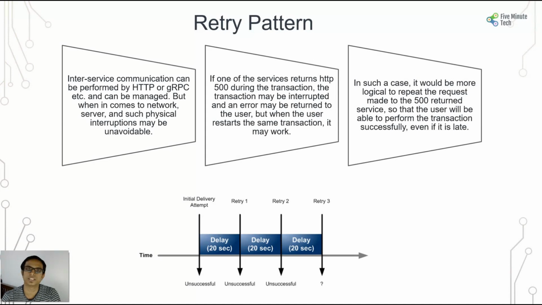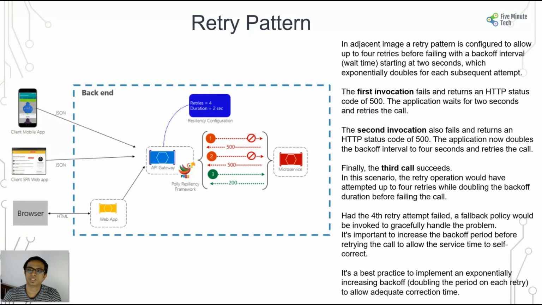But when the user restarts the same transaction, it may work. That happens in certain cases where the network goes down and comes back up, and there is a fluctuation in the network. In such a case, it would be more logical to repeat the request made to the services returning 500, so that the user will be able to perform the transaction successfully, even if it is a little late. Here is the representation of how it happens. First, there is an initial delivery attempt, and then there are 2-3 retries until the final success happens.